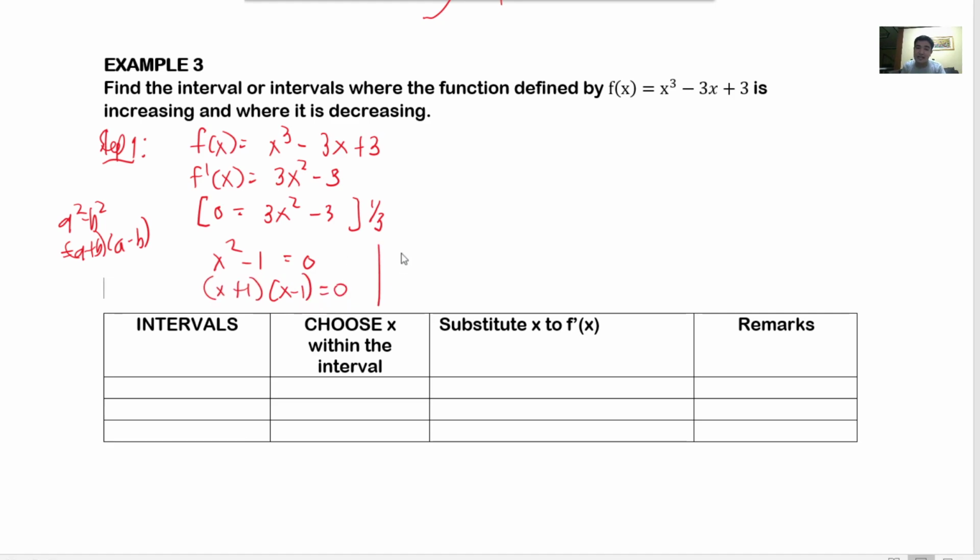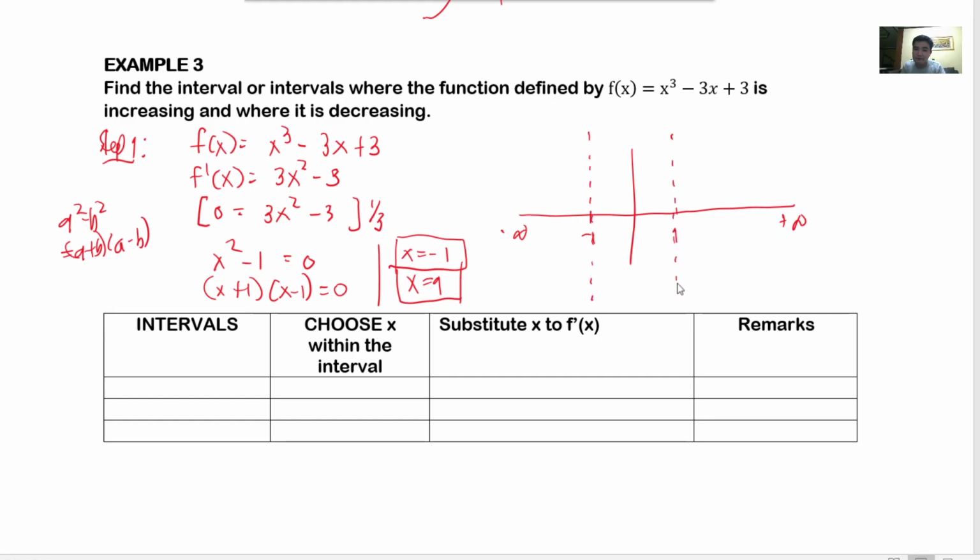So, the values of x are: x plus 1 equals 0, that is x equals negative 1. Then x minus 1 equals 0, that is x equals positive 1. So, our critical numbers are negative 1 and positive 1. So, if that is the graph, this is negative 1, this is positive 1, with positive infinity and negative infinity. So, our intervals, class, you just write them like this. Interval 1 is from negative infinity to negative 1. Interval 2 is from negative 1 to positive 1. Interval 3 is from positive 1 to positive infinity.